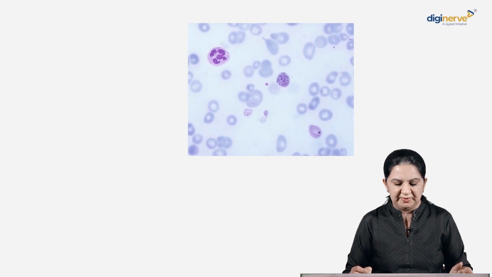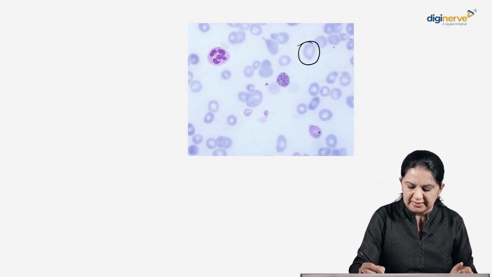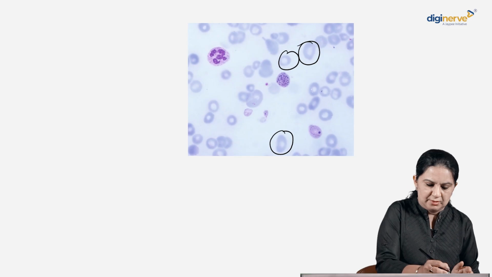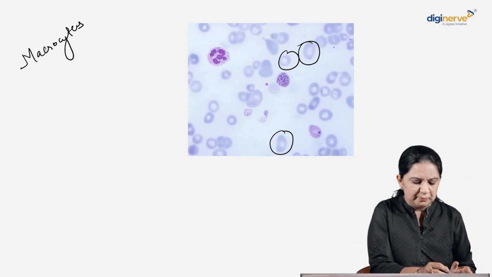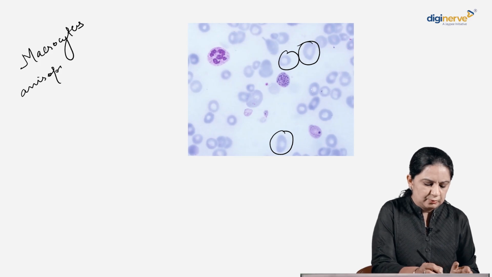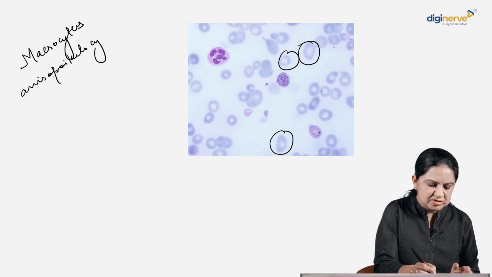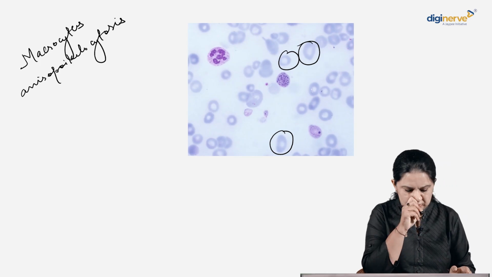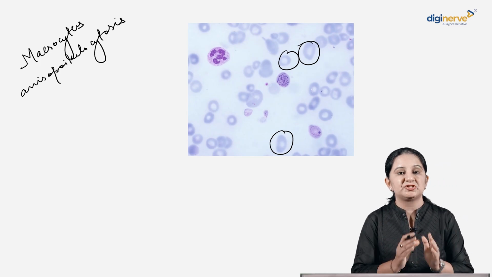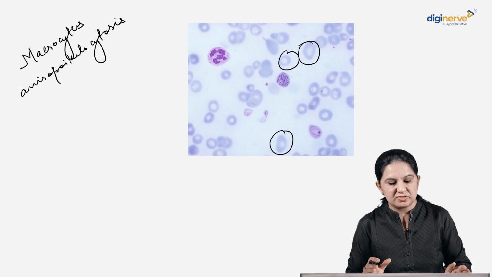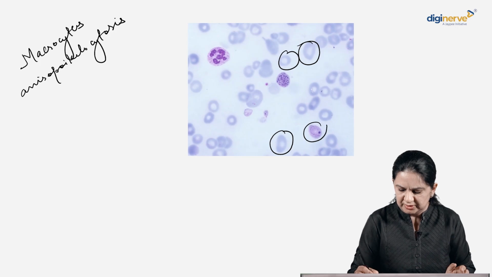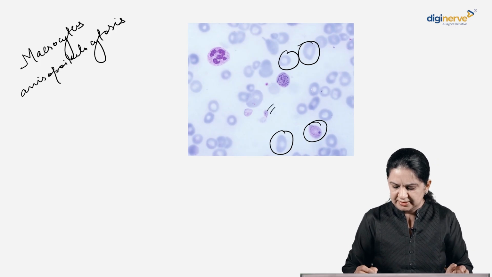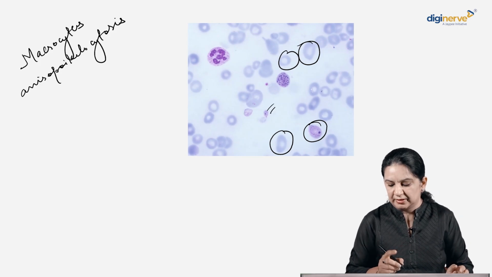So coming to the blood picture, what will you see? You will see macrocytes. There would be marked anisopoikilocytosis. What do you mean by the term marked anisopoikilocytosis? Anisocytosis means variation in size. Poikilocytosis means variation in shape. Also you will see Howell-Jolly bodies, which are nuclear DNA remnants. This is also seen post splenectomy, not in normal.